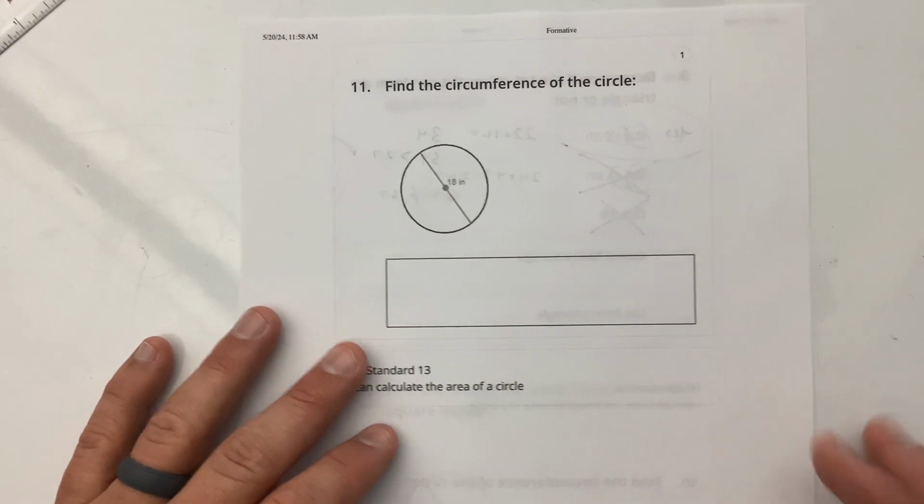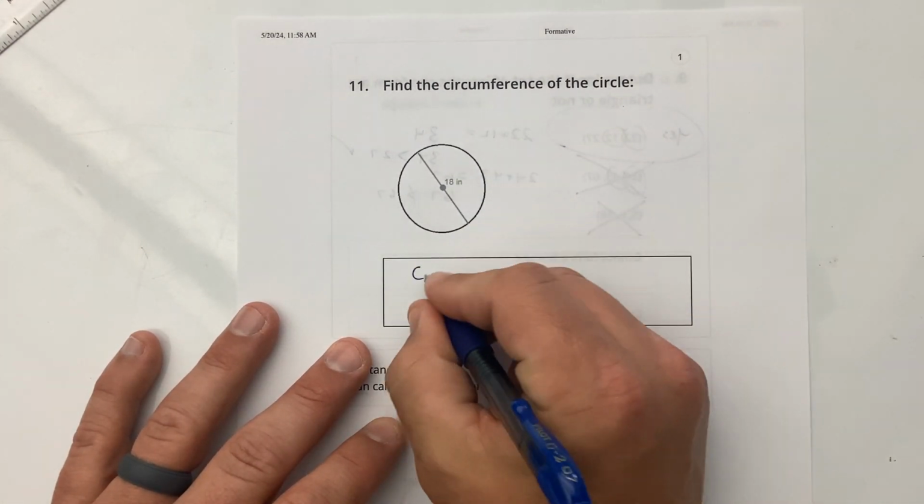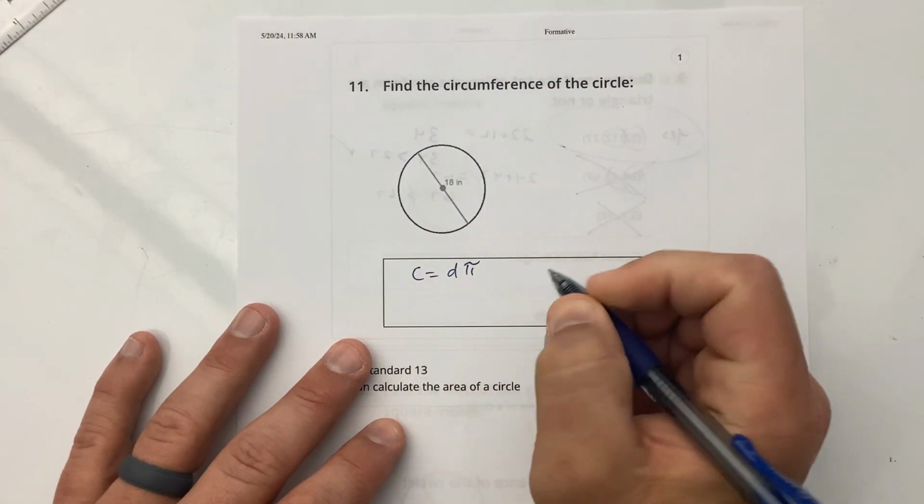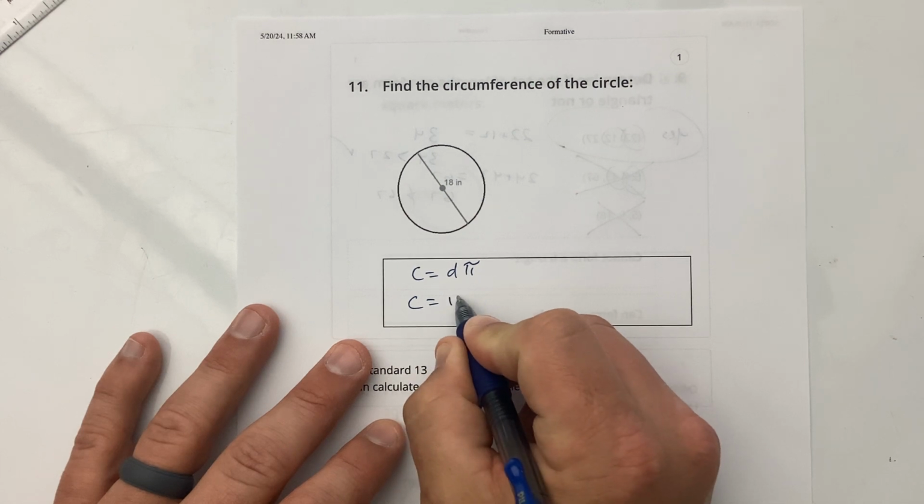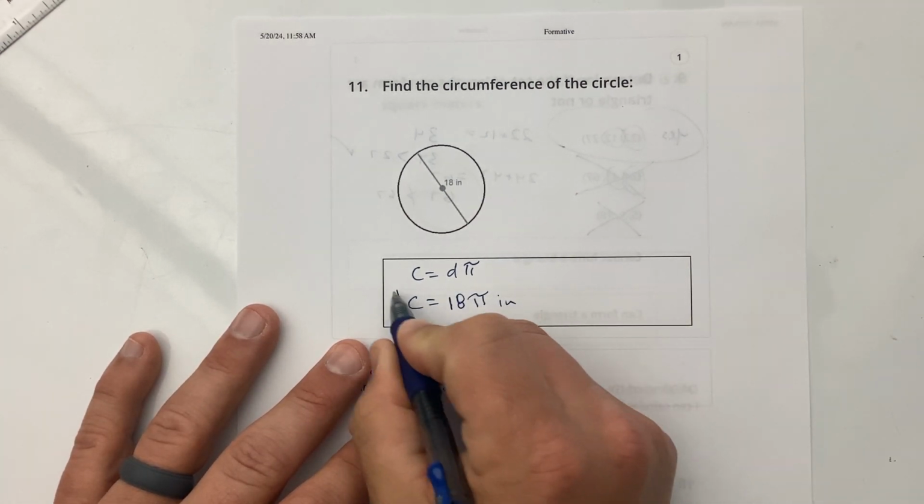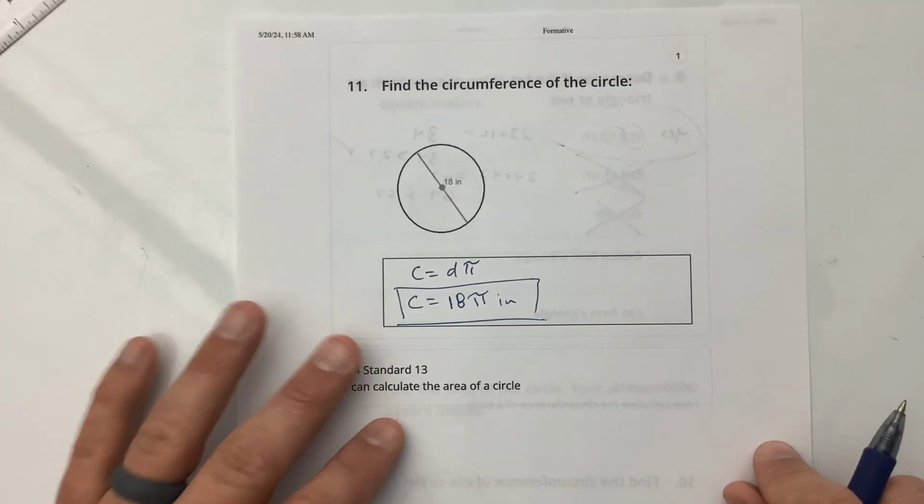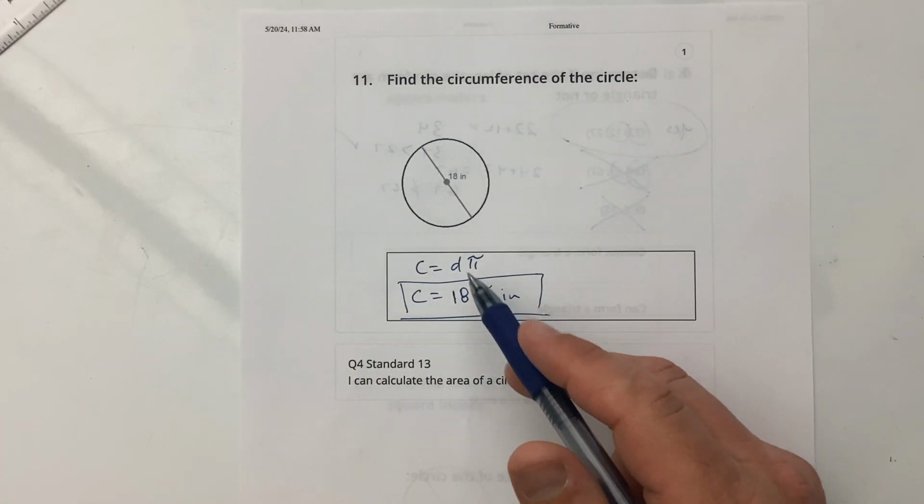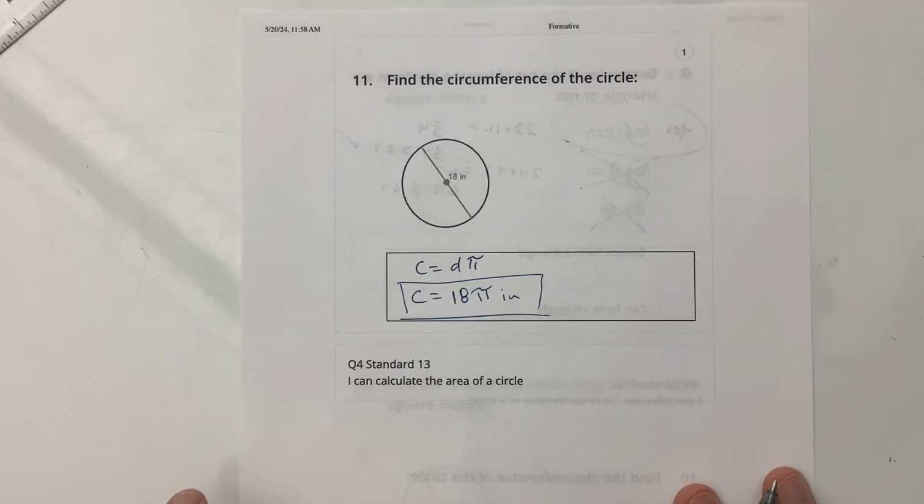All right, number 11, circumference of this circle. This is already a diameter, right? So circumference is just diameter times pi. So my circumference is 18 pi inches. There you go. And again, you can just multiply 18 times 3.14 if you would like.